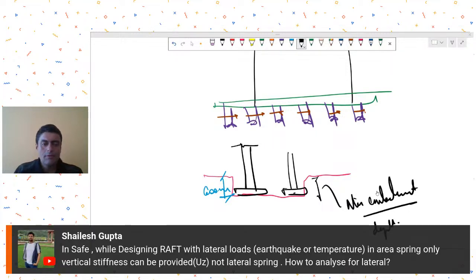Then we have a question from engineer Shailesh Gupta. He is saying, in SAFE, while designing a raft with lateral loads, in area springs only vertical stiffness can be provided, not lateral springs. How to analyze for lateral?